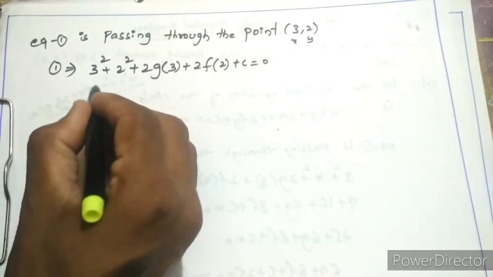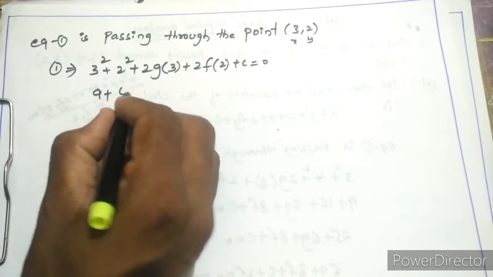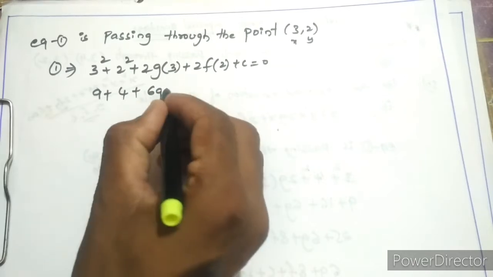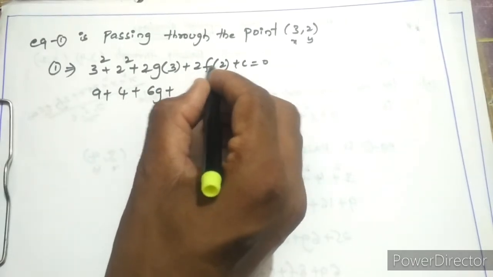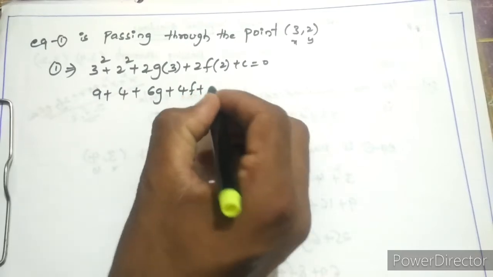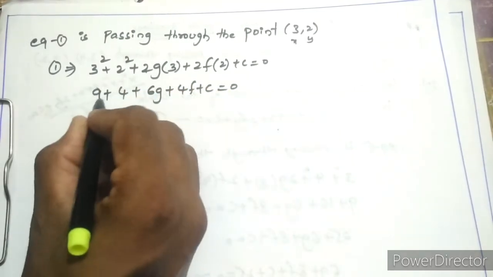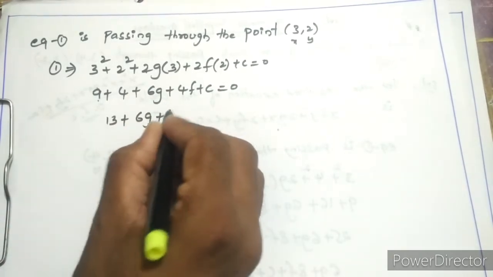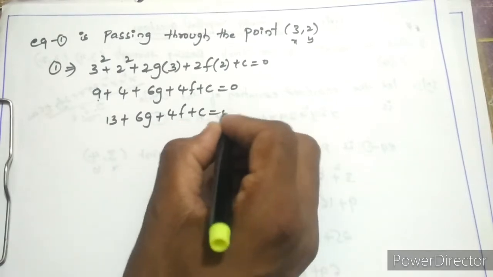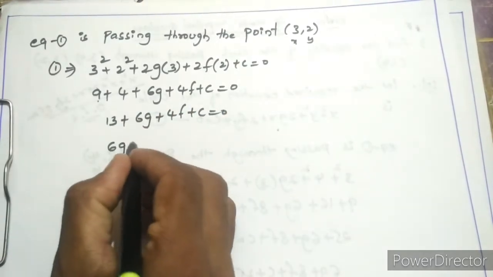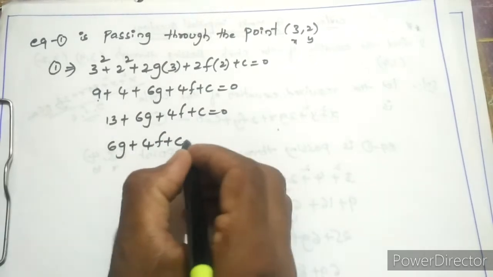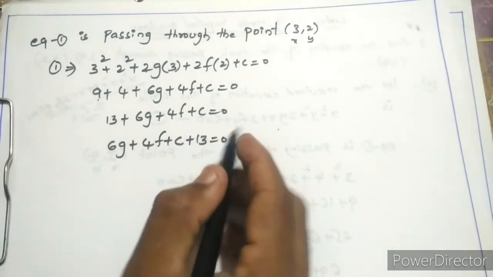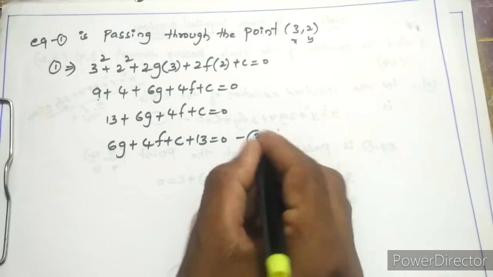So if you multiply, 3 square value becomes 9 plus 2 square value becomes 4 plus 2 threes are 6, 6g plus 2 twos are 4, 4f plus c is equal to 0. So 9 plus 4 becomes 13 plus 6g plus 4f plus c is equal to 0. Writing in order, 6g plus 4f plus c plus 13 is equal to 0. So we already got equation 1 and equation 2 previously, so this becomes equation number 3.